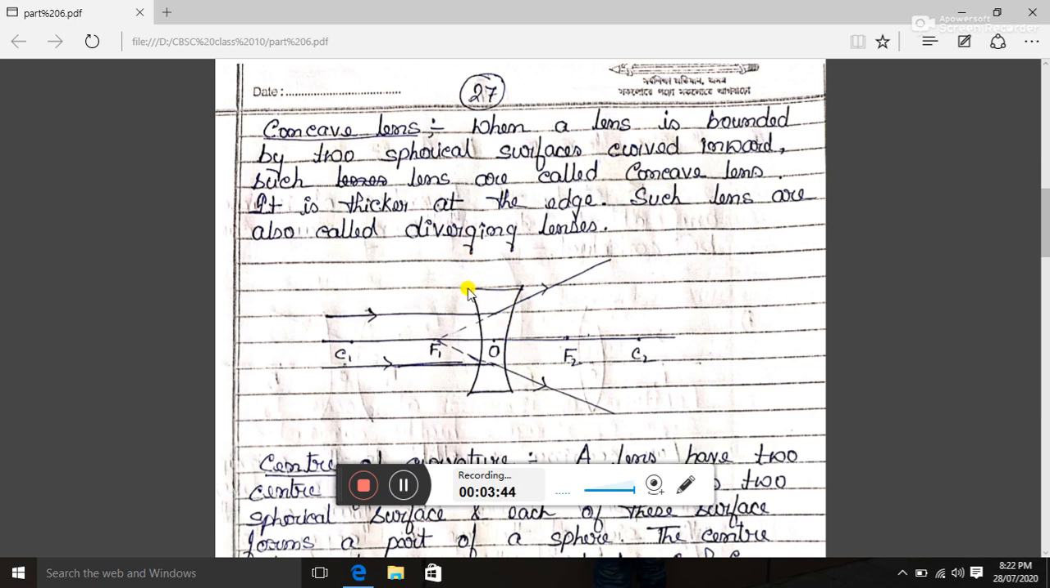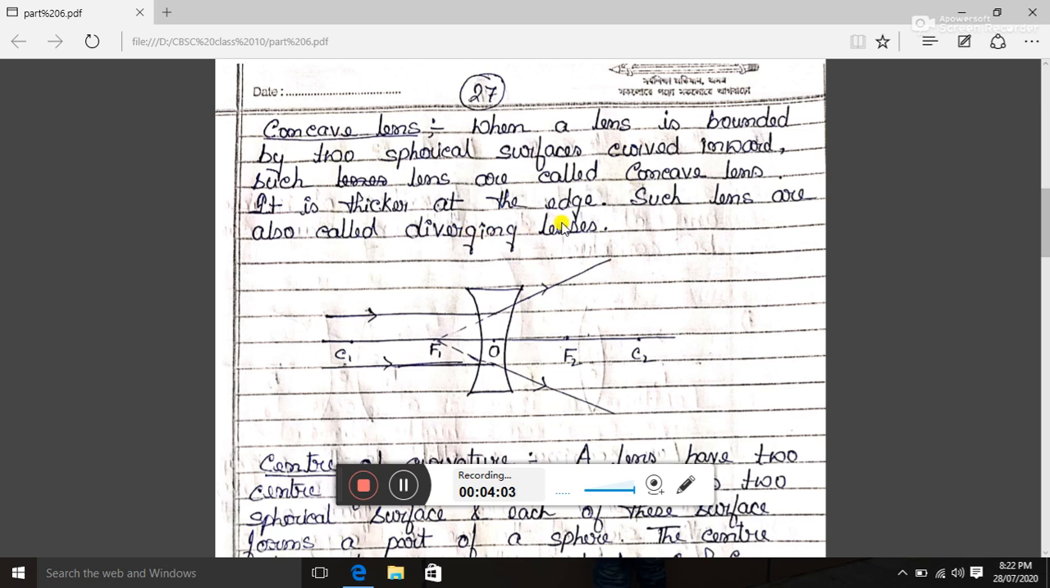In this lens, if you see, both the sides do not bulge outward, they are curved inward. So this side is curved inward and this side is also curved inward. So this type of lens is called a concave lens.